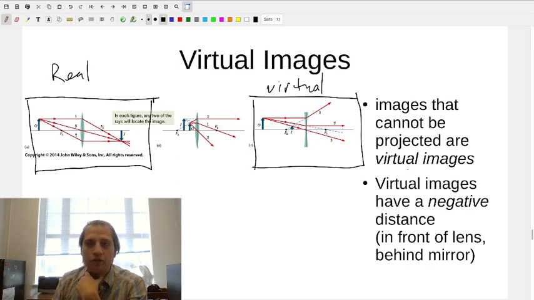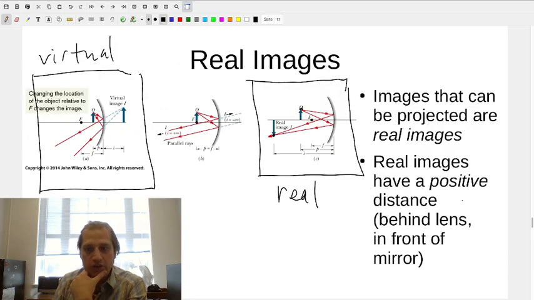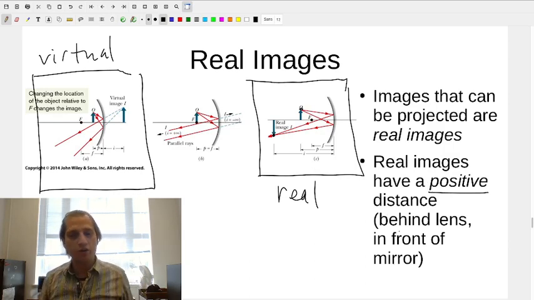So if we have a virtual image, they have a negative distance, either in front of the lens or behind the mirror. If you have a real image, we consider those to have a positive distance, which would be behind the lens or in front of the mirror. So that would be the space where you could project that image.